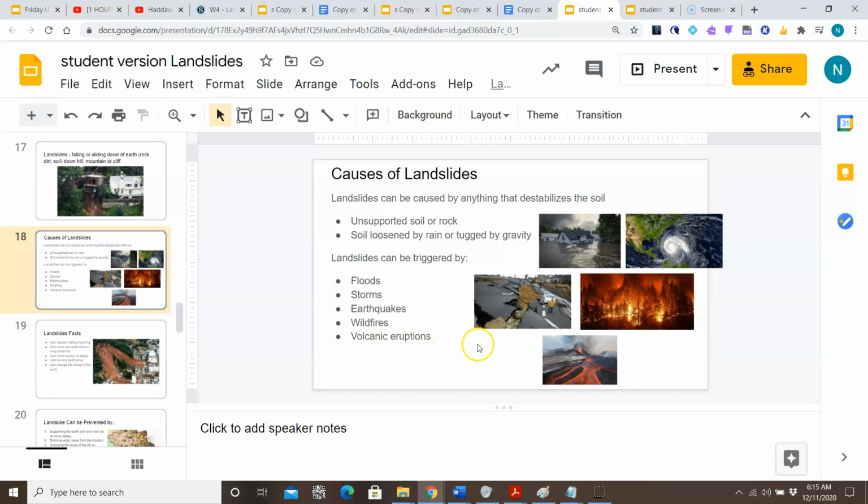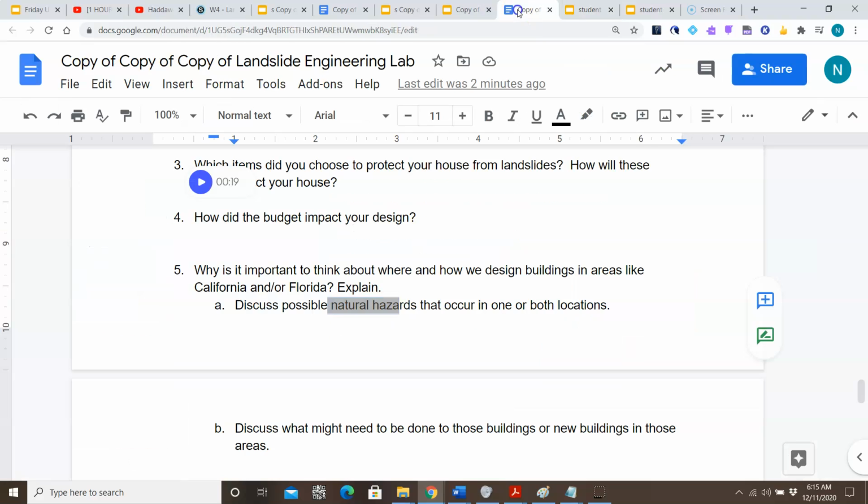If you choose California, you think of the same thing. What happens in California that can trigger a landslide? You don't have to talk about both of them, just one. All right, any final questions here?